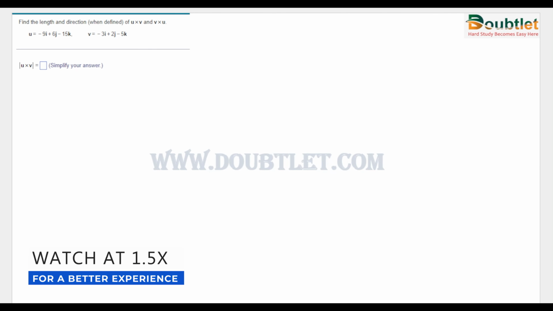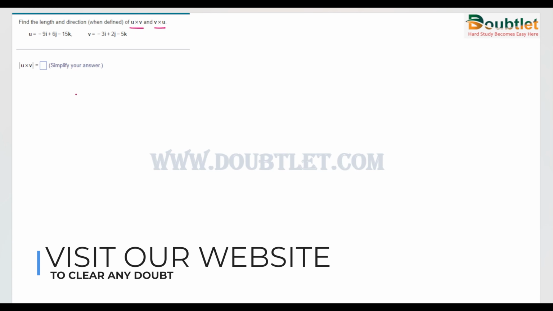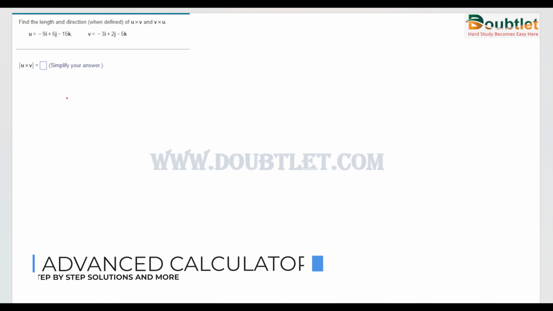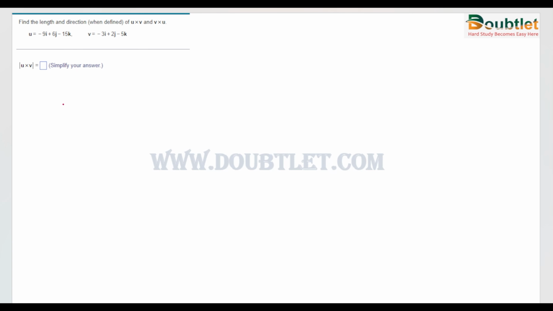So in this video, we will learn how to define the direction of u cross v and v cross u, where u and v vectors are given and we have to find the magnitude of this. For this, we will learn three things. First, how to find the cross product of two vectors. Second, how to find the magnitude of a vector, and third, how to find the direction.